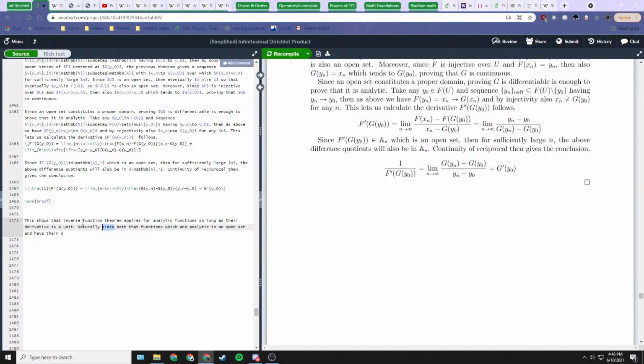Naturally, since any differentiable inverse function has its derivative as the reciprocal of the derivative of its inverse, it is also necessary for the derivative to be a unit for the inverse function theorem to apply.